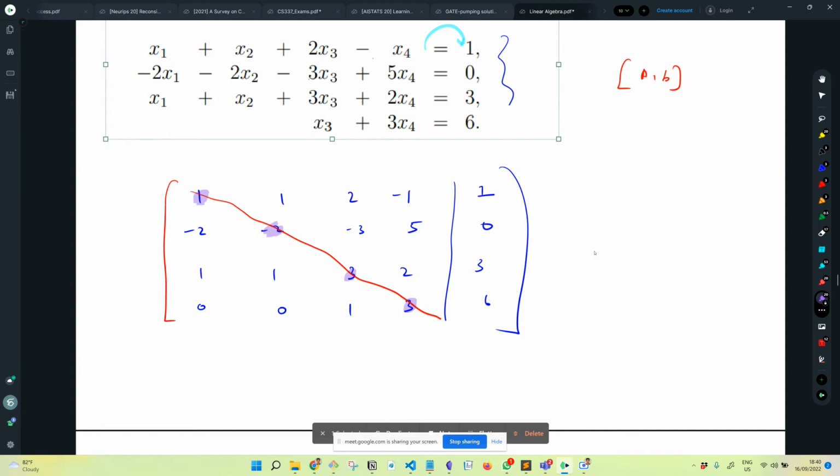Okay, our target is to make the purple entries 1 and the red entries 0. And how will you make it? We'll make it using only the three operations that we discussed so far. Right now, firstly, you see this is not an RREF. Why? Because... yeah, okay. Now let me give you the procedure.